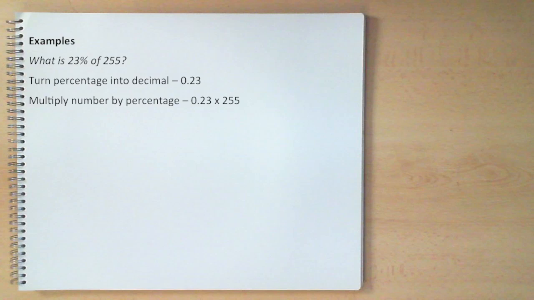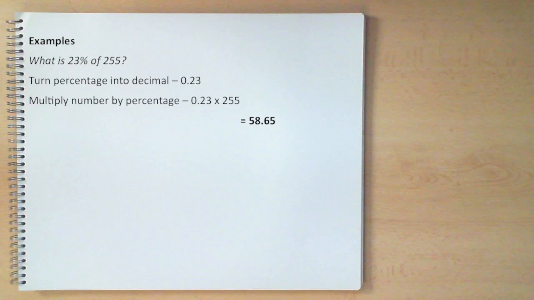Finally, let's look at a couple of examples just to show how easy it is to work out percentages. So what is 23% of 255? Well, I'm going to turn my percentage into a decimal. 23 divided by 100 is 0.23. Multiply the 0.23 times 255, use a calculator, gives me 58.65. So 58.65 is 23% of 255.